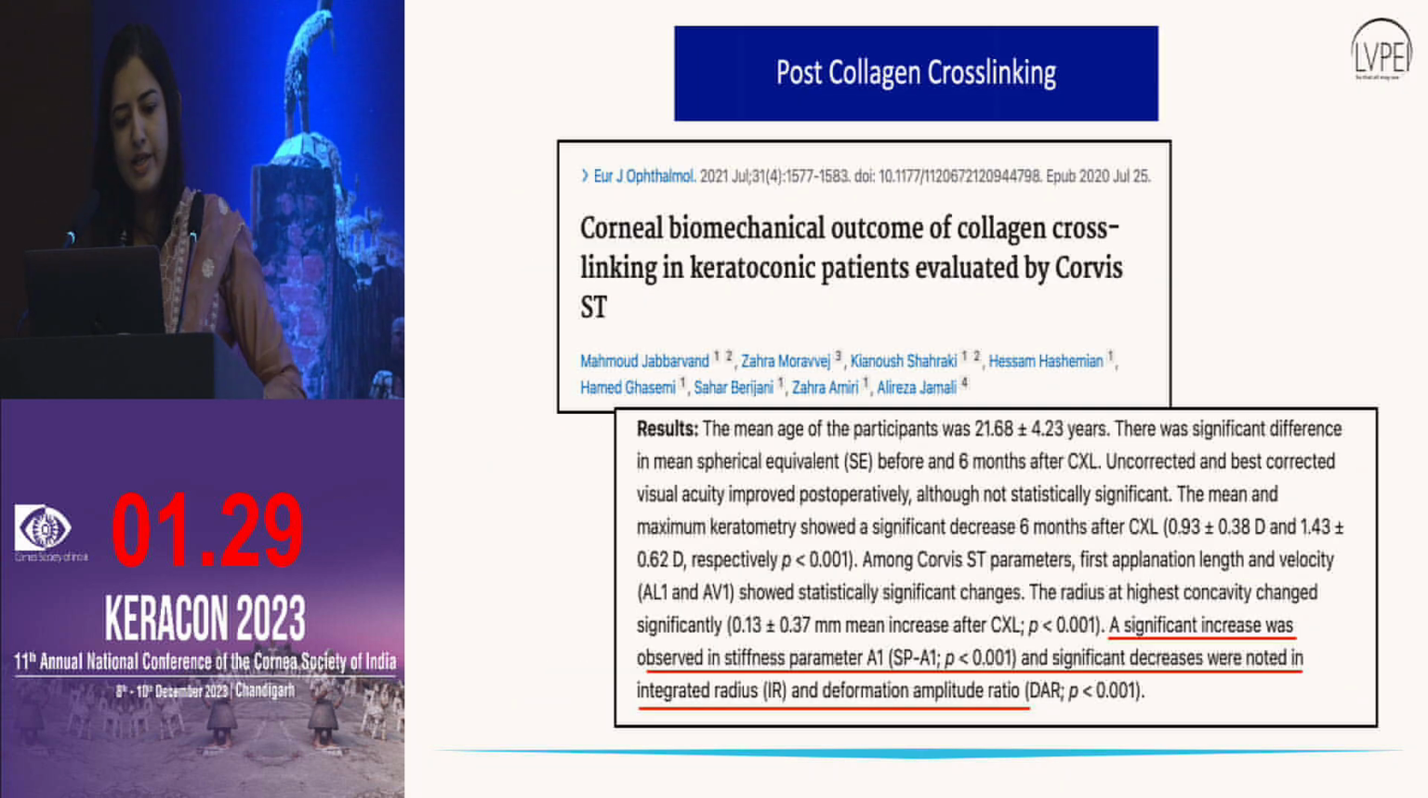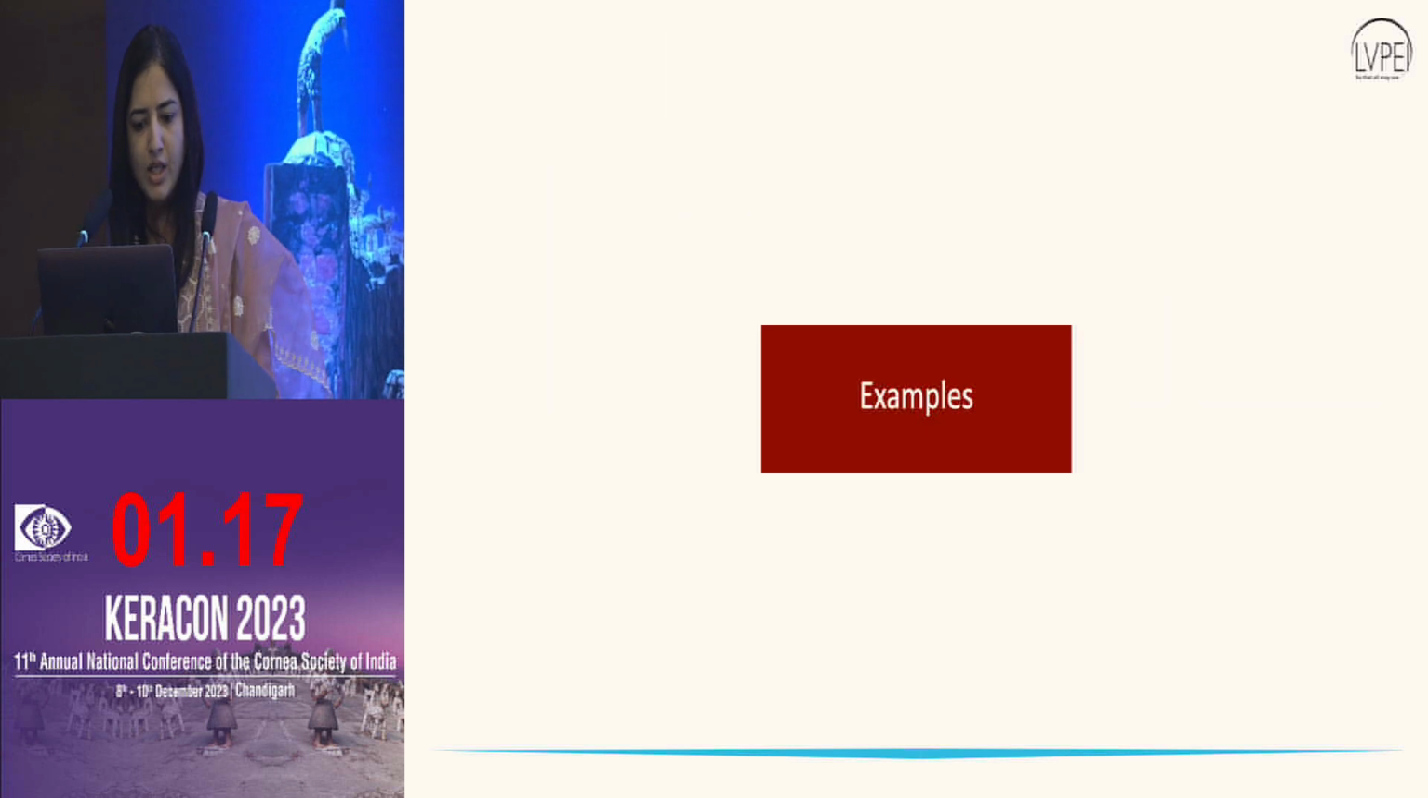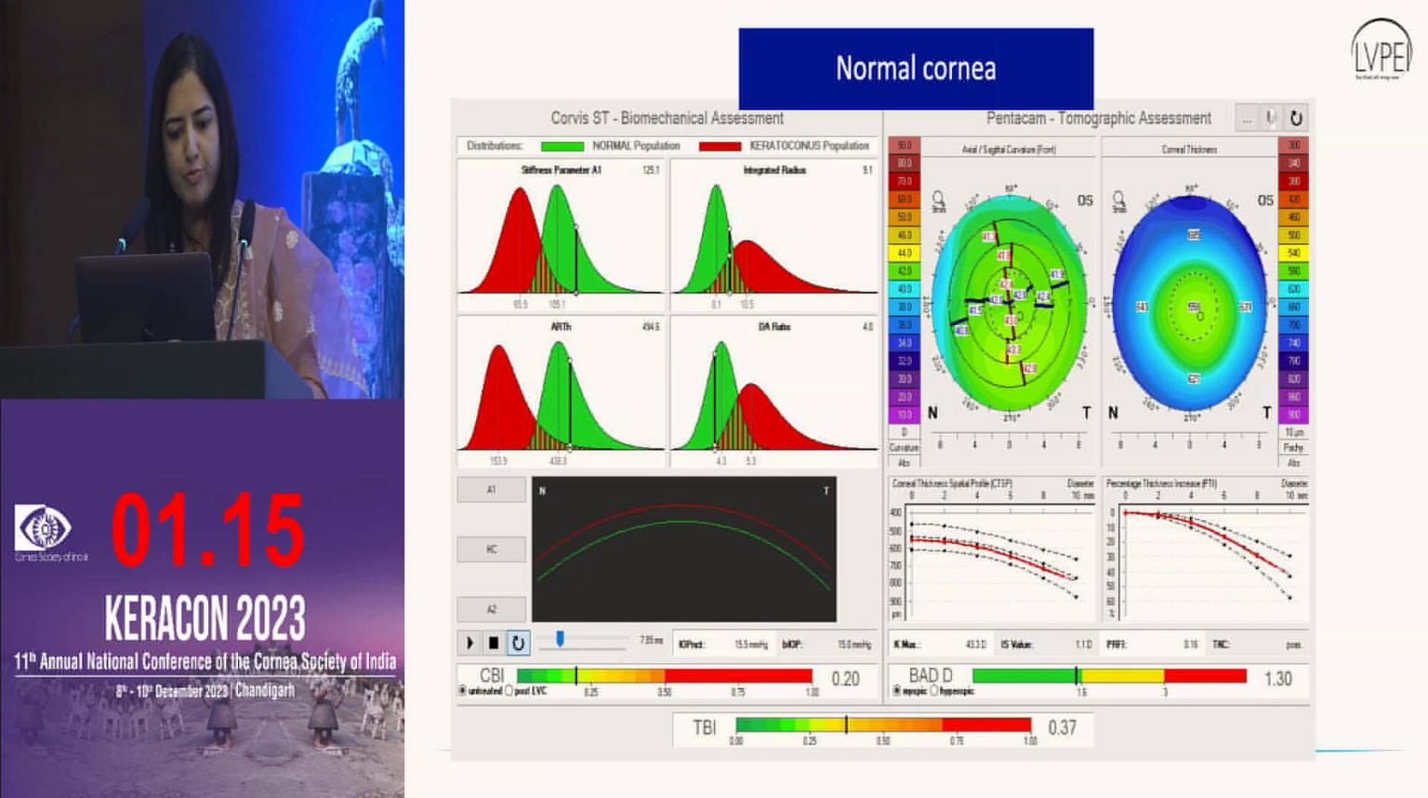And just now, like I showed the comparison display, in post-collagen cross-linking patients, the stiffness can be seen, whether the cornea is becoming weaker or getting stiffer or is remaining the same. And just a couple of practical examples.